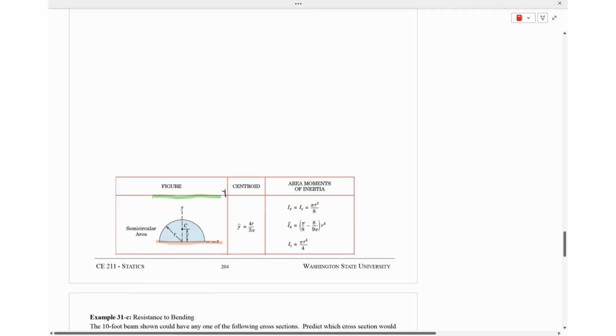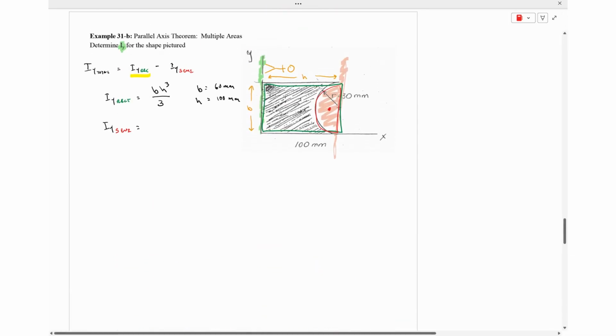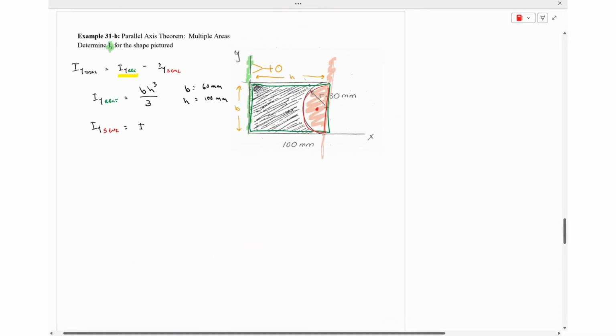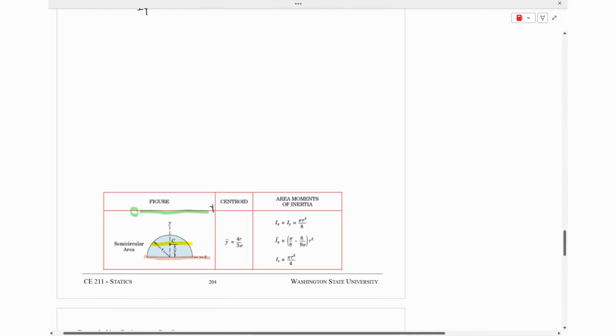Since the axis that we're looking at, which is this one, isn't on the shape in either the x or through the centroid here, since it's neither of those, we have to use the parallel axis theorem. So that parallel axis theorem is Iy prime plus dx squared times A. So what is Iy prime? Iy prime is the one that goes through the centroid.